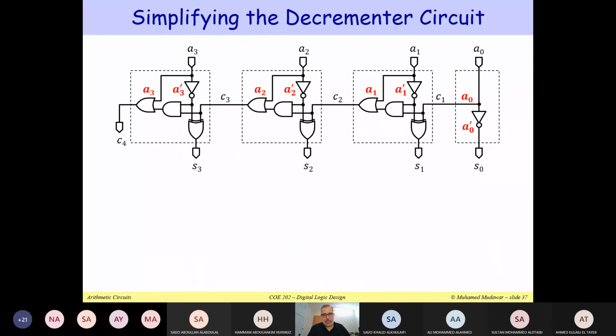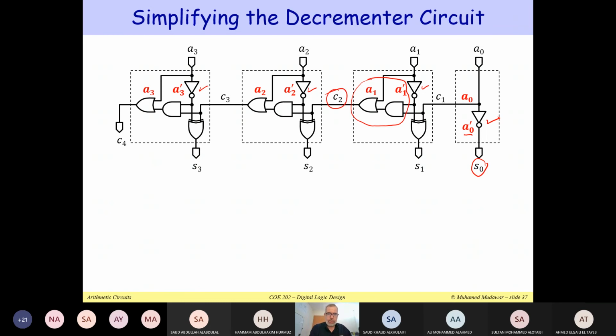Here is my simplified circuit. The first full adder became just an inverter. We know that S0 is nothing but A0 prime, so I just need an inverter. We had many gates, and now we replace them with just one inverter. This is for the least significant bit, S0. For the remaining ones, we have replaced the first XOR gate with inverters, and we have simplified the logic. Right. Now, let us take a look at this AND and this OR.